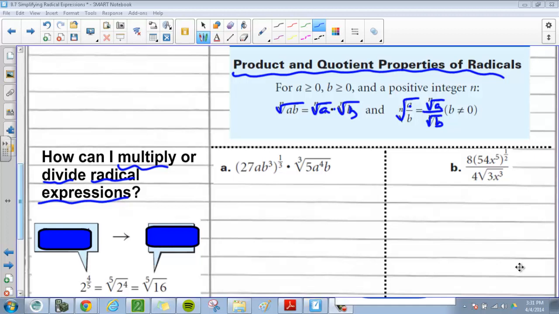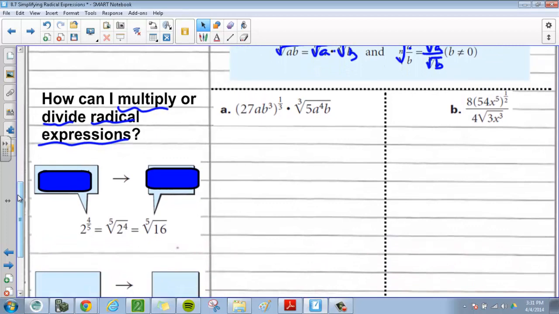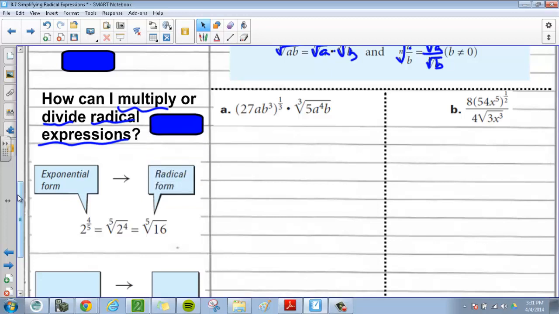But I've got one more thing to show you right down here. It's on the left side. There are different forms of how you can have a radical expression: radical form and something called exponential form. This right here, this 2 to the 4/5, that's exponential form. Okay, 2 to the 4/5 is the same thing as the fifth root of 2 to the 4th. So that's how you can change between the different forms to the radical form. And we're going to have to use that up here to solve this first multiplication problem.